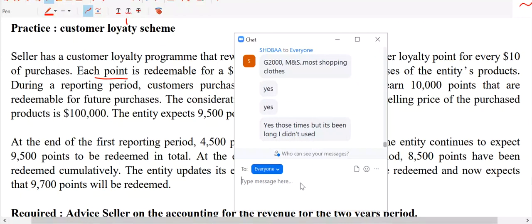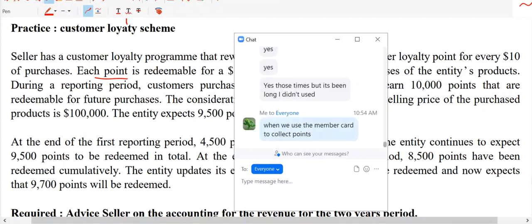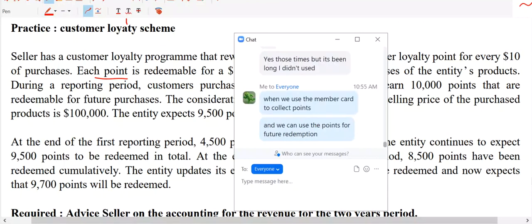Okay, now let's come back here. Let me ask you this. When we use the member card to collect points, we can use the points for future redemption. So let's say some shops will enable us to use the points to offset the payment.